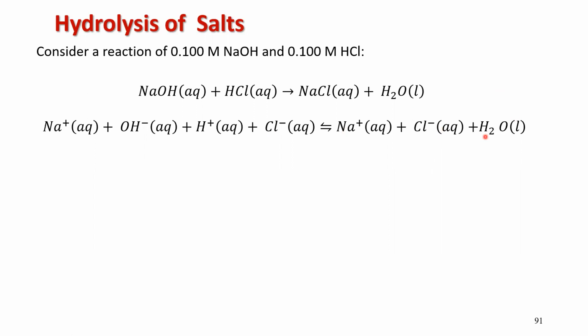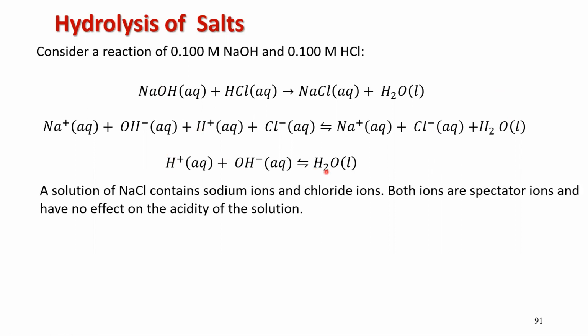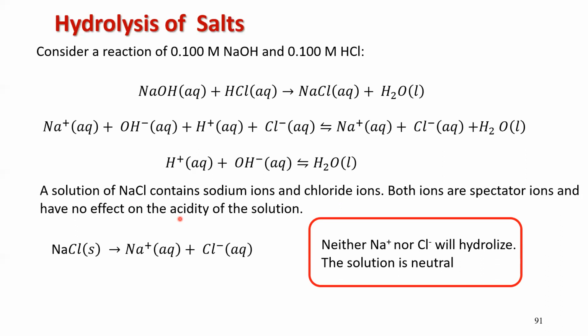Now, the sodium ions and the chloride ions are spectator ions. So when we look at this kind of reaction, really, it's going to be the hydrogen ions from the acid reacting with the hydroxide ions from the base to form water. When we look at sodium chloride, it contains sodium ions and chloride ions. Neither of those ions affect the acidity of the solution. So sodium chloride is a neutral salt. Sodium is the cation of a strong base. Chloride is the anion of a strong acid. And whenever that happens, the salt you're looking at is a neutral salt.